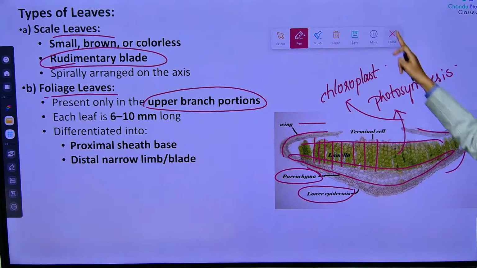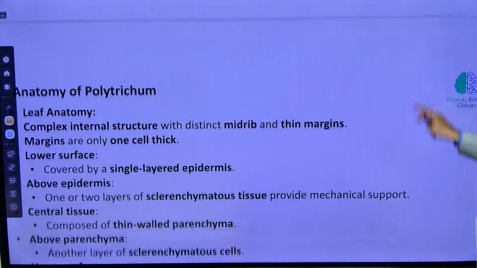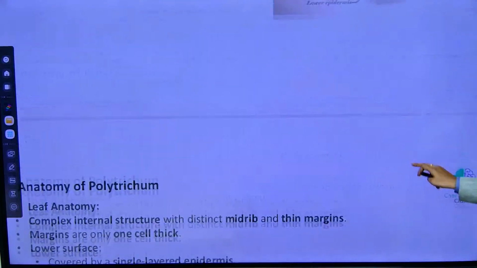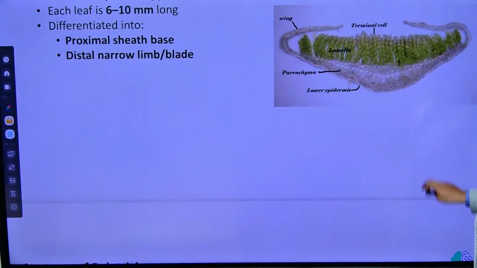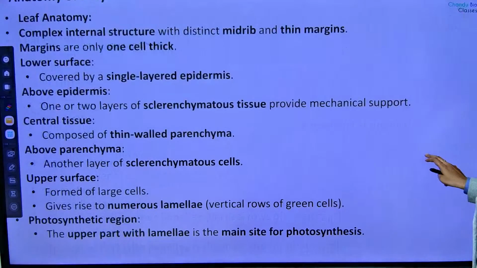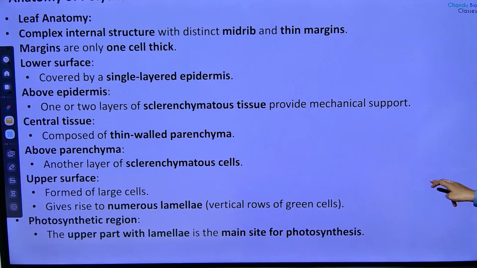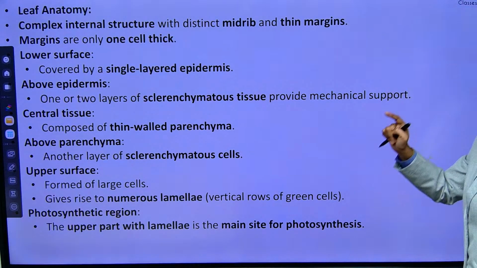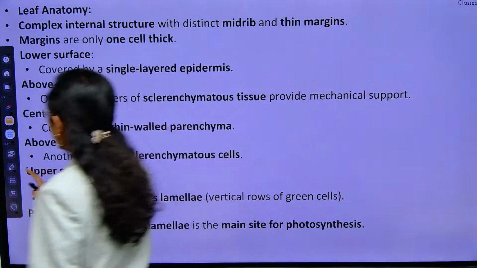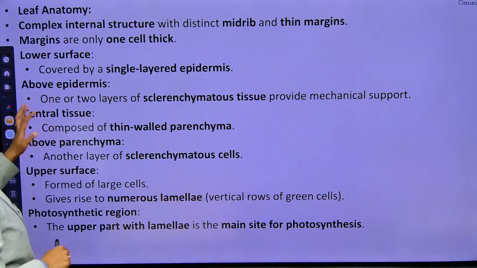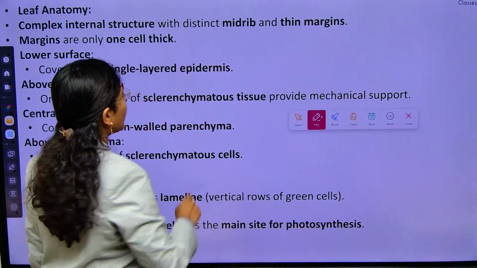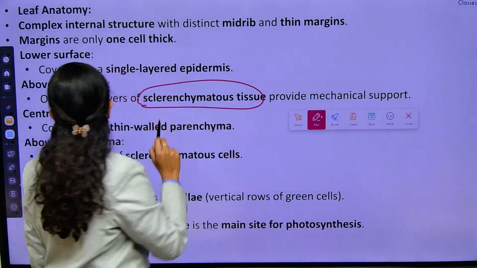Clear till here? And then anatomy of Polytrichum. Leaf anatomy just now we have seen. The lower surface has a single layer epidermis. Above the epidermal structure you can see parenchymatous tissue is present. Lower epidermis will be single layered and the upper surface or upper epidermis will be sclerenchymatous tissue and it will provide mechanical support to the leaf structure.